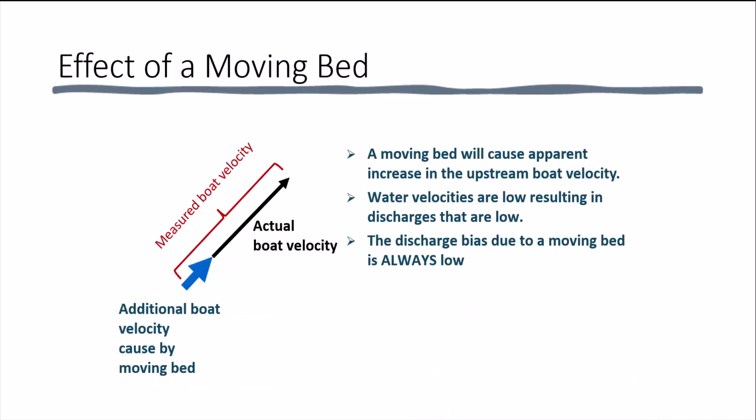A moving bed condition will cause an apparent increase in the upstream boat velocity. Given this increase in boat velocity, the relative water velocities will be corrected with a boat velocity that is too high. The result is the measured water velocities will be biased low, resulting in a discharge that is biased low. The discharge bias due to a moving bed is always low. Collecting additional data will not help. It is a bias error, not a random error.